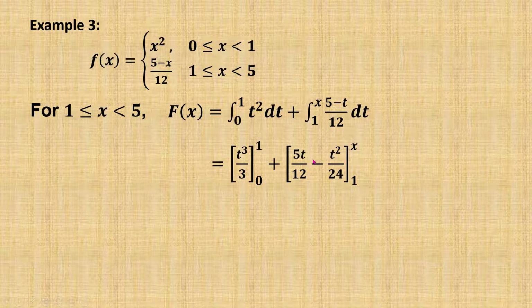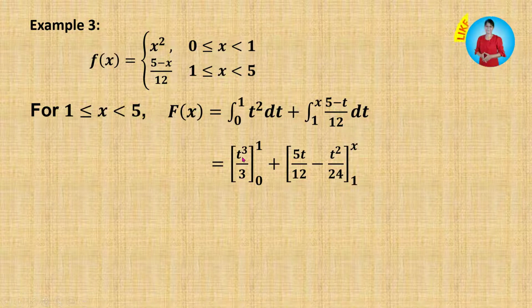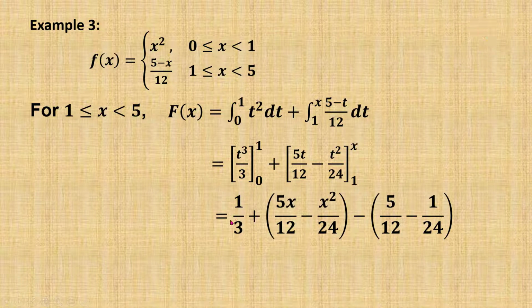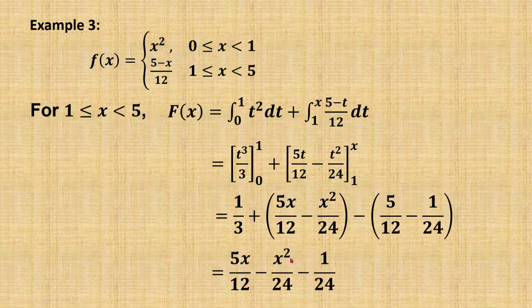So now we are going to substitute the upper limit and the lower limit. For the first interval, the upper limit is 1 and the lower limit is 0. So we get 1 over 3. For the second interval, the upper limit is x and the lower limit is 1. When we simplify, we'll get something like this. Notice that this expression can be further simplified. So when we further simplify into the simplest form, we got this.